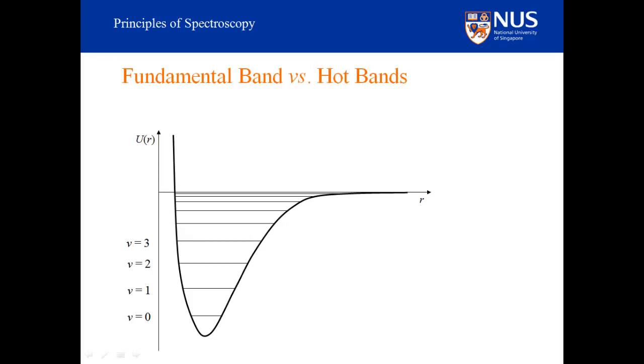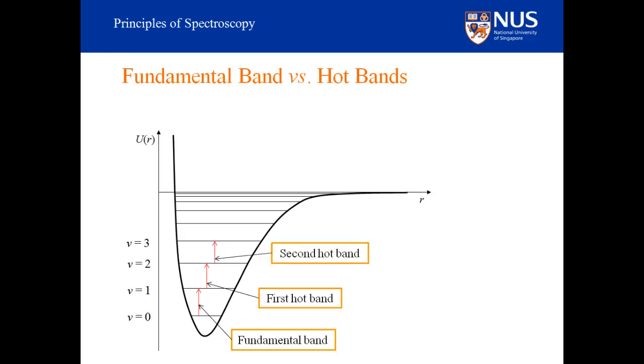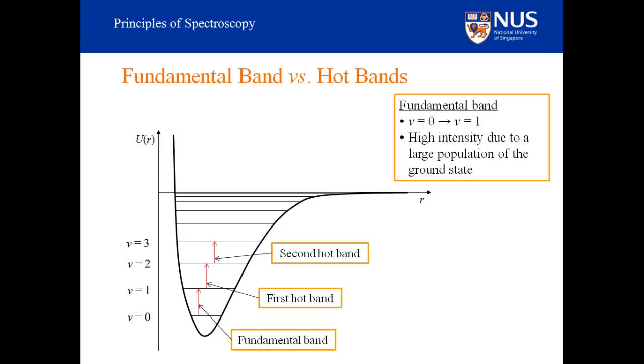I want to now look at the hot bands, which also have much smaller intensities, but for a different reason. Here is our familiar fundamental band. However, we could have a transition from V equals 1 to V equals 2, and this would be our first hot band. We could also have a transition from V equals 2 to V equals 3, and this would be our second hot band. The intensities of the hot bands are very much weaker than the intensity of the fundamental band, but the reason for this is that the population of the V equals 1 and V equals 2 states, which are the initial states for the first and second hot bands, are very much smaller than the population for the V equals 0 state, which is the initial state for the fundamental band.